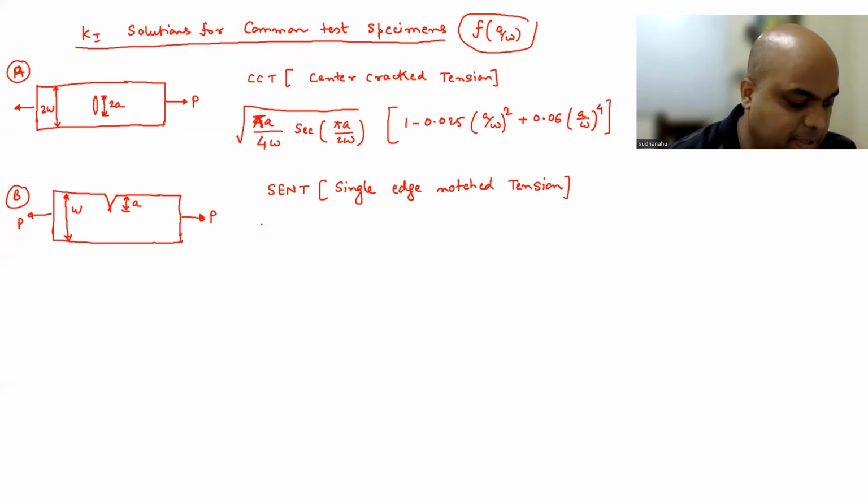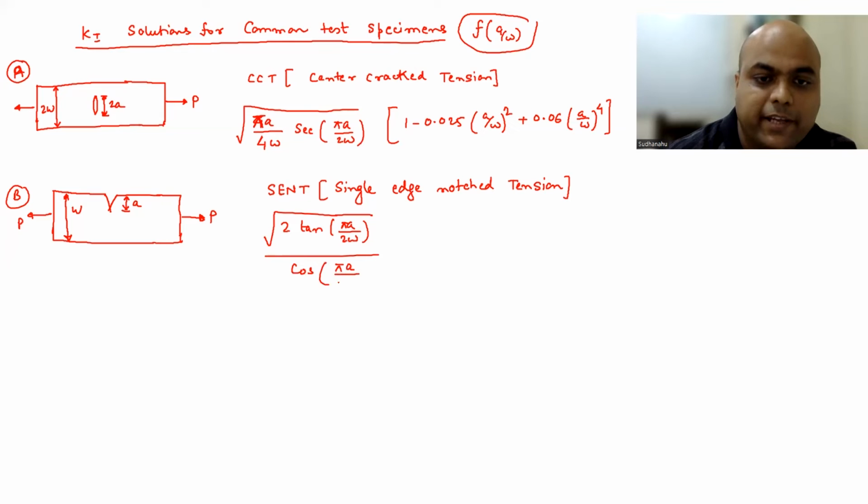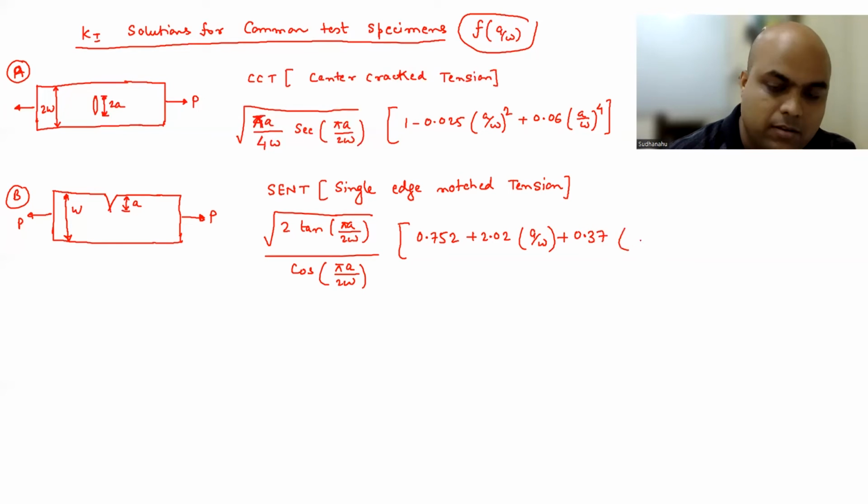For this, the expression is root over 2W by pi A tan of pi A by 2W, divided by cos of pi A by 2W, and then the expression in terms of A by W: 0.752 plus 2.02 A by W plus 0.37, then the sine term here.